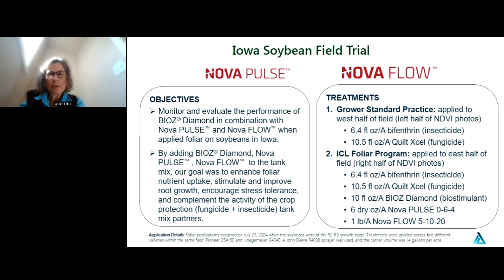So there we go. So these were put on as far as insecticides, fungicide, that's an option of what we can do with the soybeans. And so here we had both that were being put on, and then we have Nova Pulse and Nova Flow that were put in along with those at that time period. So logistically, a really good option.